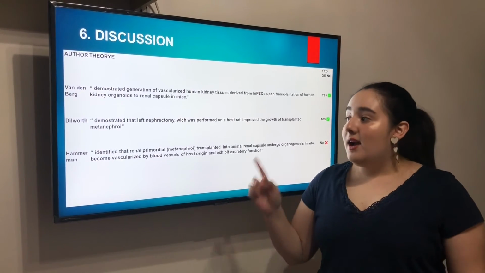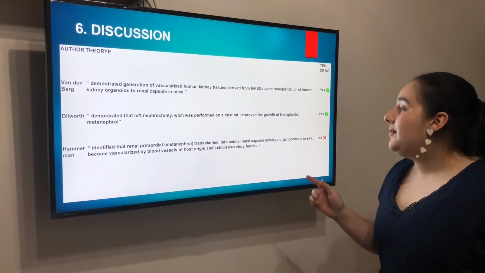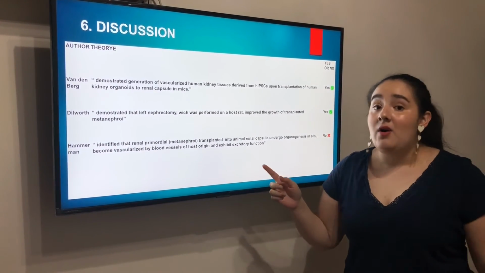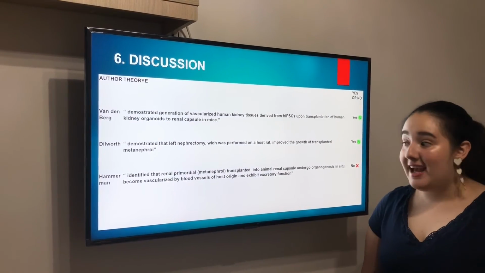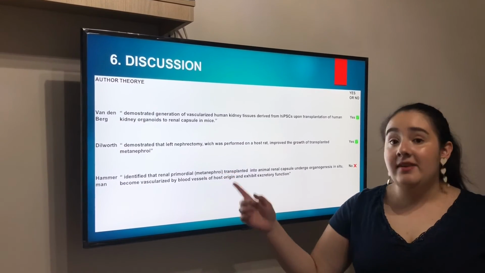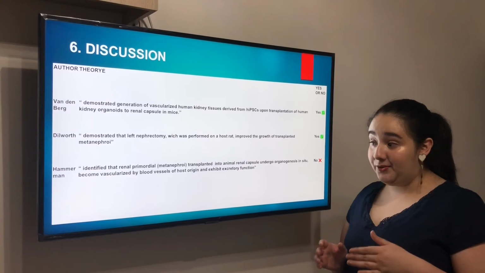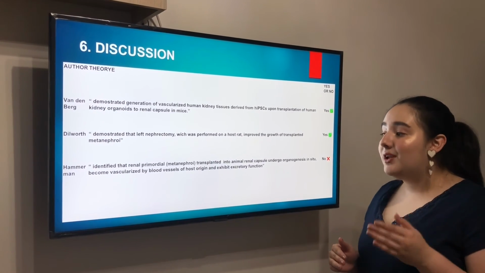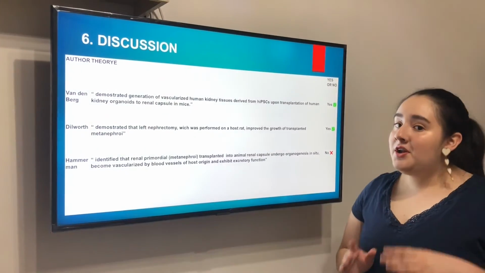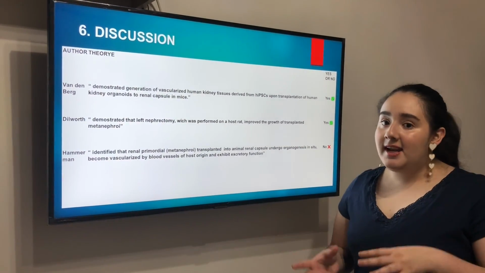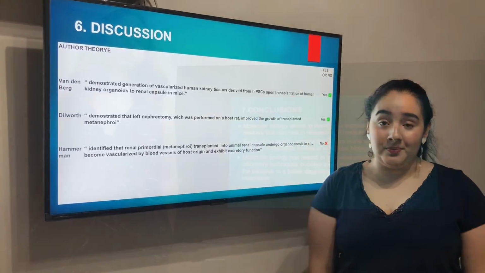We also have Dilworth. He demonstrated that left nephrectomy, which was performed on a host rat, improved the growth of transplanted metanephroi. That was also achieved. We also have Hammerman. He said that renal primordia metanephroi transplanted into animal renal capsule undergo organogenesis in situ. They become vascularized by blood vessels of host origin and exhibit excretory function. This was not achieved in this study because the kidney organoids didn't express an excretory function.